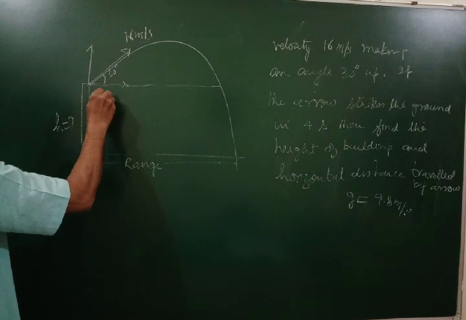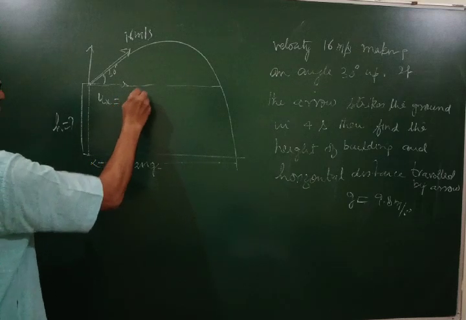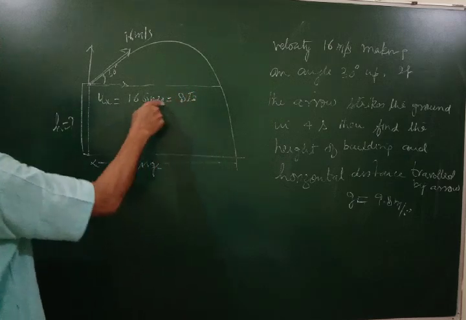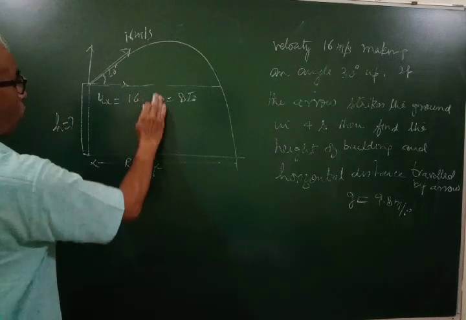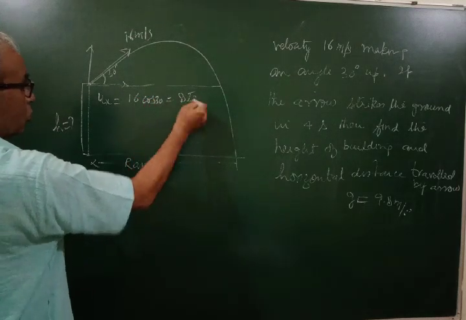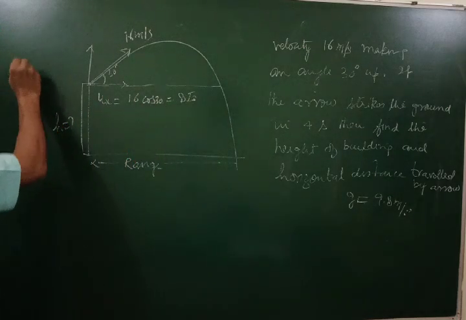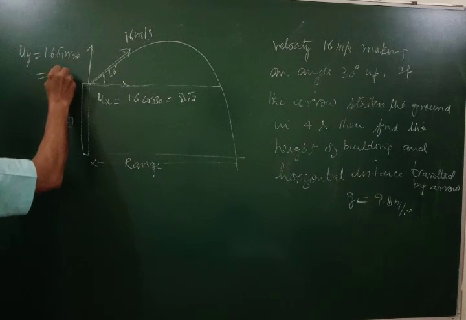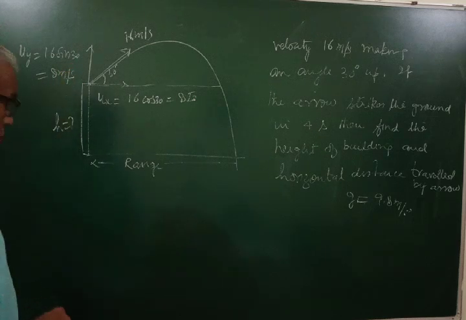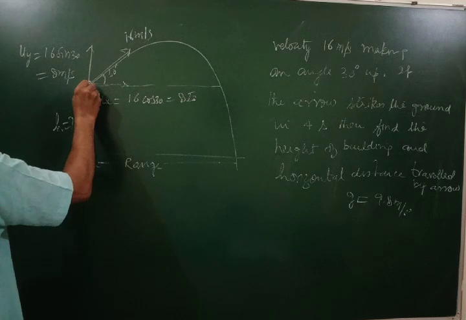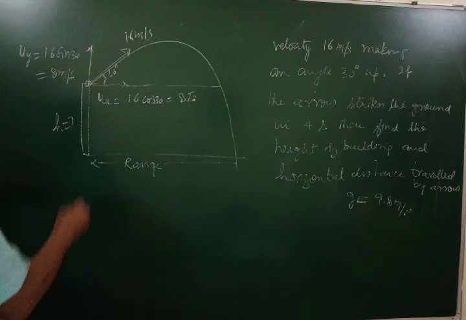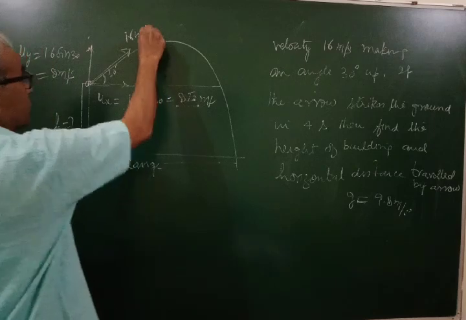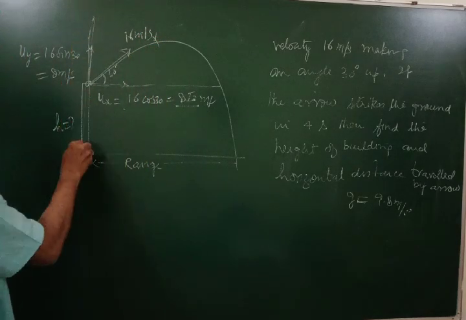Horizontal, that is ux, is 16 cos 30. Sorry, cos 30 is root 3 by 2, so it is 8 root 3. And uy is 16 sin 30, so it is 8 meter per second. Now you can simply see that the ball is thrown up with 8 meter per second vertically upward and horizontally with 8 root 3 meter per second. Forget this. Now the ball is thrown up but goes down.